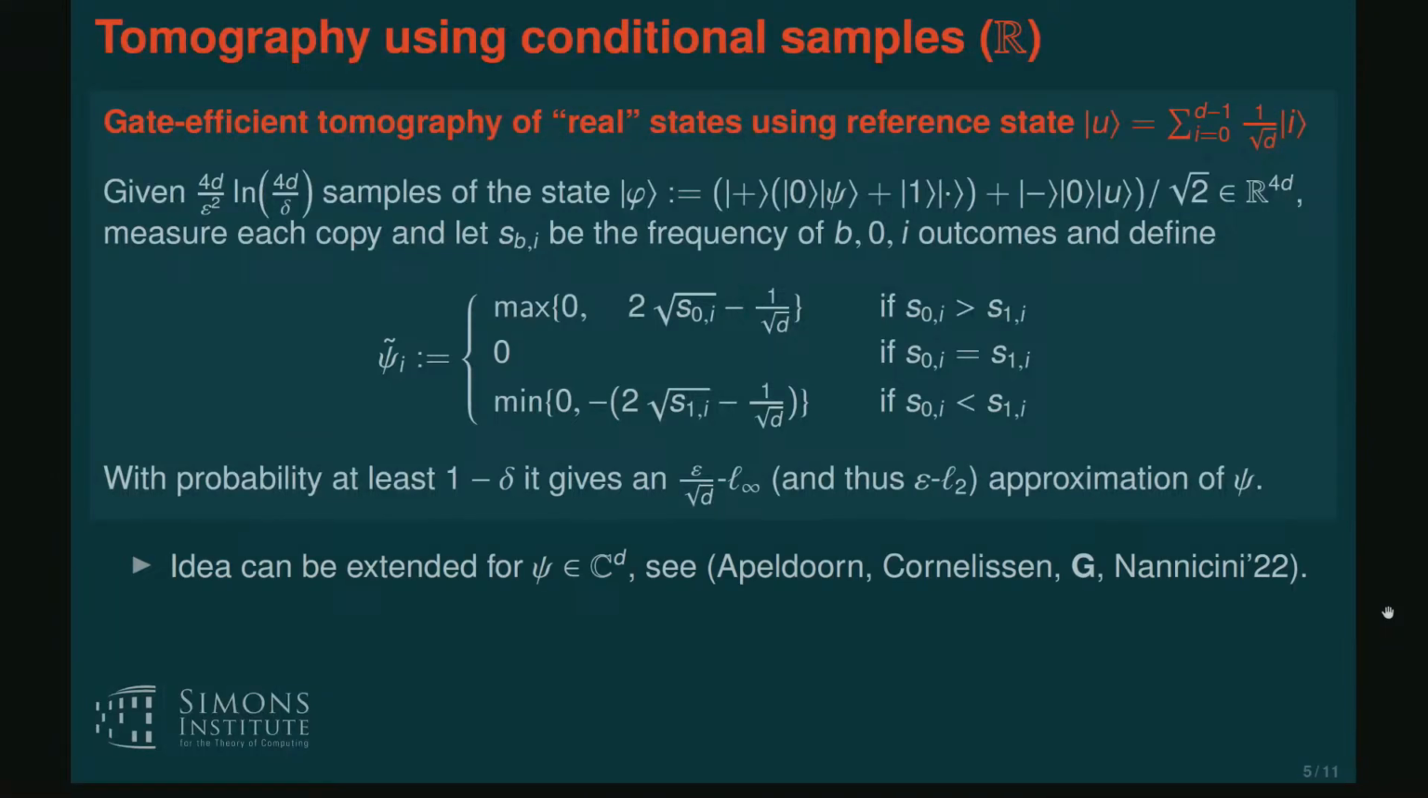And actually, this can be extended to also complex states, and this was in our prior work with Apers, Cornelissen, and Nannicini. But I need more. This is not good enough for me. So this was the stage before. It still gives you optimal complexity, but not good enough statistical properties.